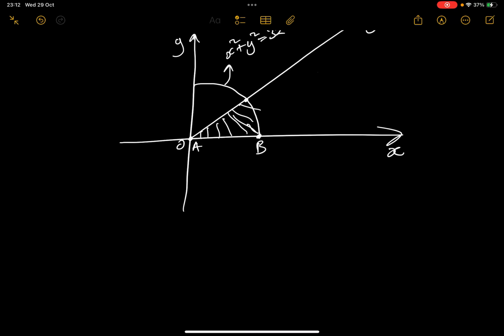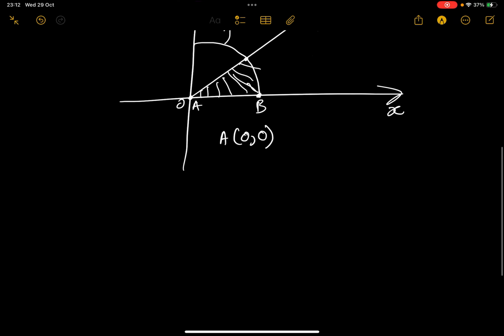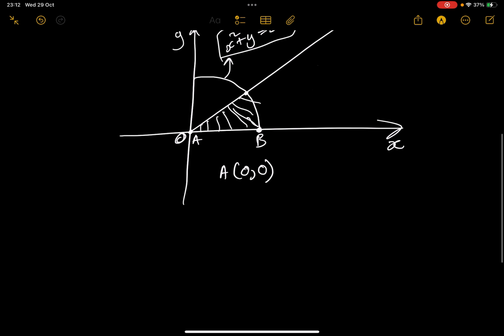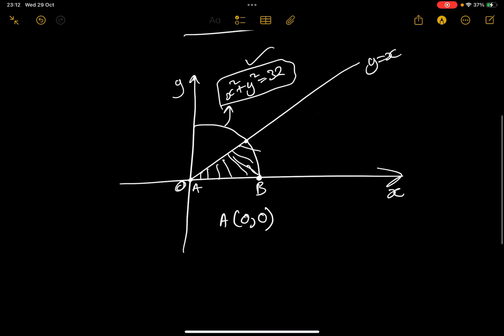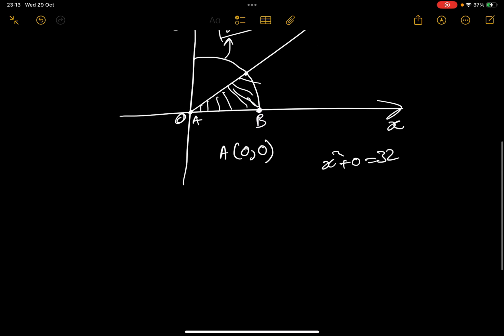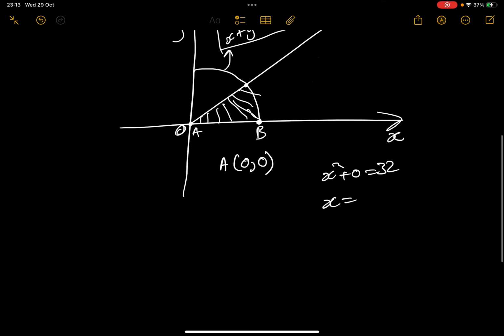Obviously A is a given because A is the origin, so it's 0, 0. And then what about B? We can see that the equation of the circle intersects the x-axis at point B, right? Which means if it intersects the x-axis at point B, the value of y is 0. So here we are going to make y 0. So x squared plus 0 equals 32. And we can also see that here we just get the radius of the circle, which is root 32. So this point B is root 32, 0.